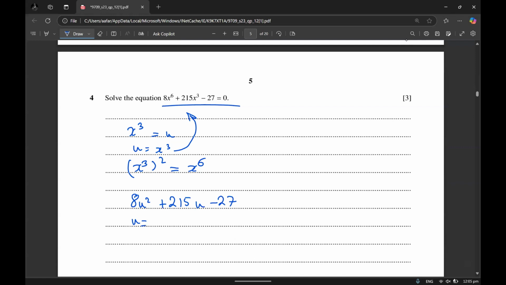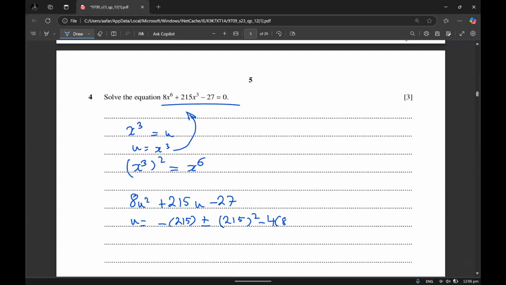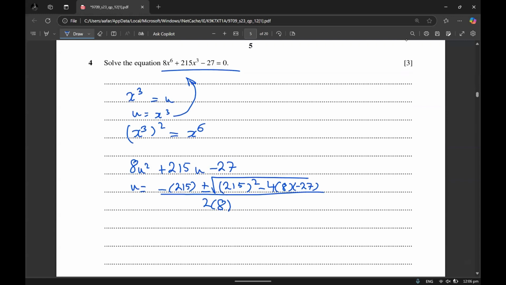We know that u will be equal to the quadratic formula: minus b plus or minus the square root of b squared minus 4ac, over 2a, which is 8. So now you can either solve it with the calculator, or you can just put it in the formula, which is also an easier way in the calculator. You get u equal to 1 over 8 or u equal to 1 over 2.